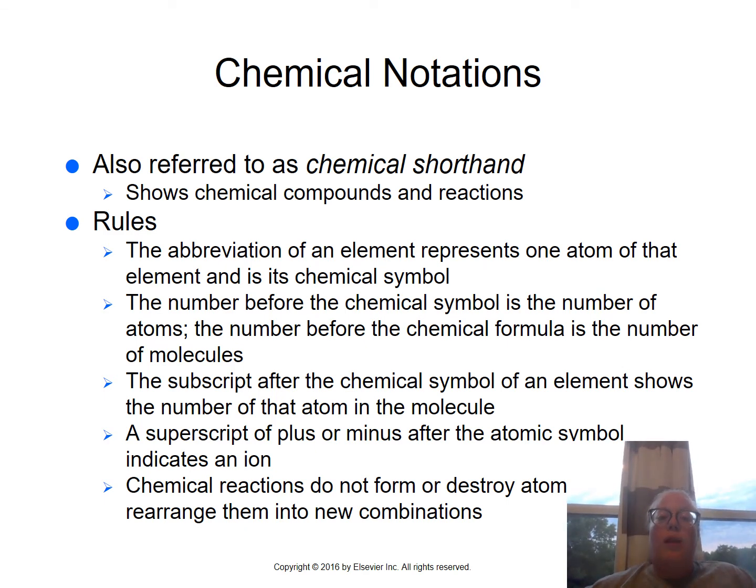Then another rule, the number before the chemical symbol is the number of atoms. The number before the chemical formula is the number of molecules. The subscript after the chemical symbol of an element shows the number of that atom in the molecule. A superscript of plus or minus after the atomic symbol indicates an ion. Chemical reactions do not form or destroy atoms, they rearrange them into new combinations.